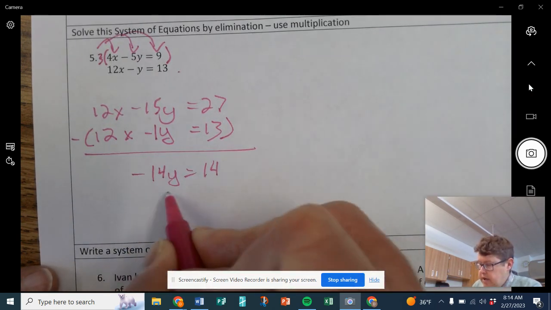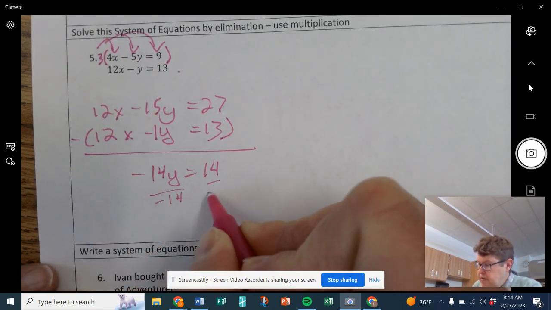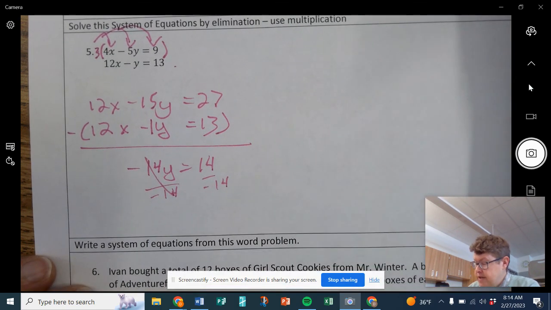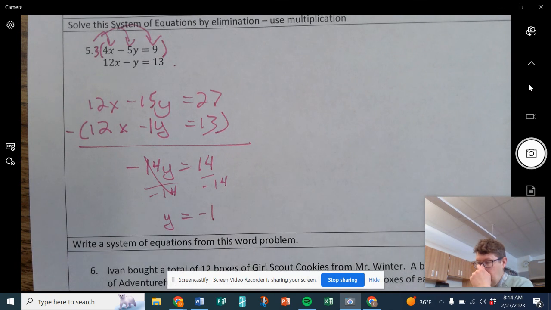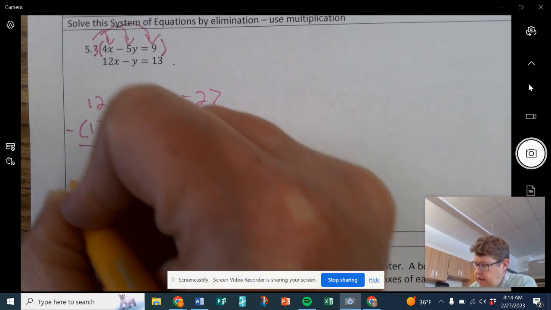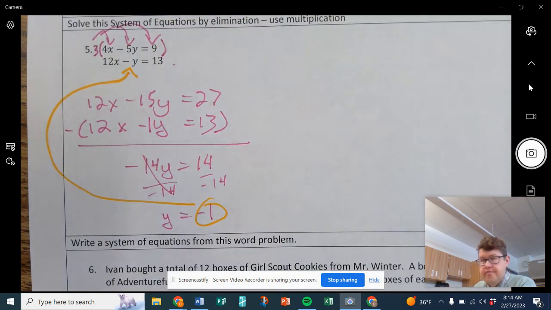Now we're going to get rid of that negative 14, bring it over to the other side. 14 divided by negative 14 is a negative 1. Again, use your calculator. Now I'm going to take this and plug it in. I'll probably do the second equation.